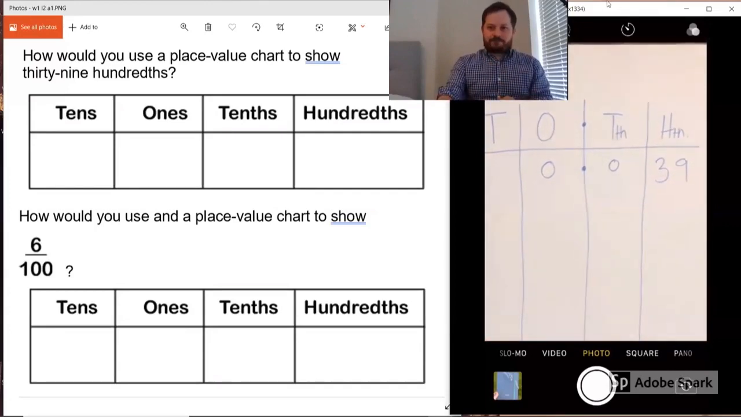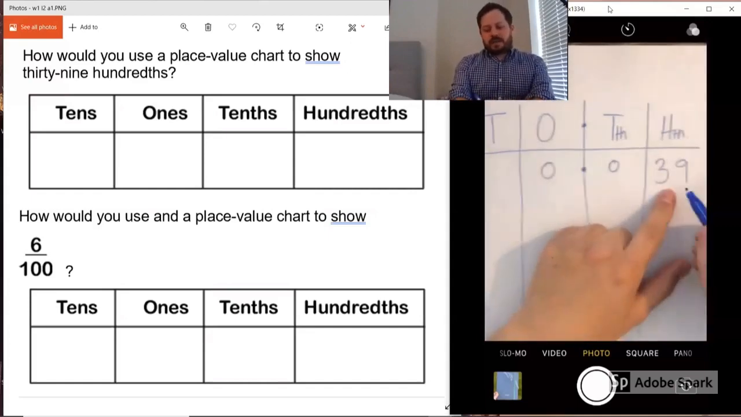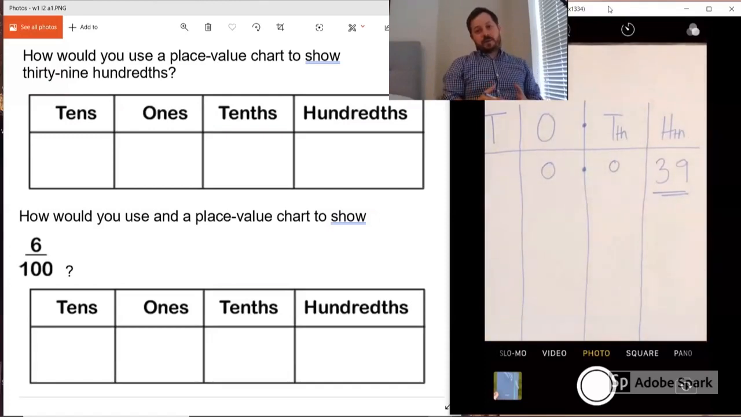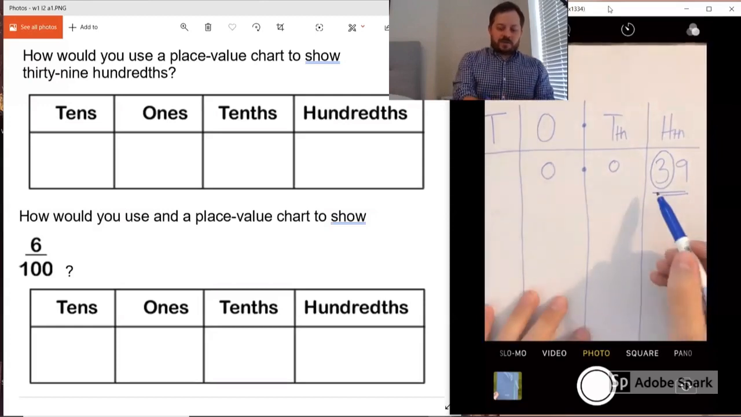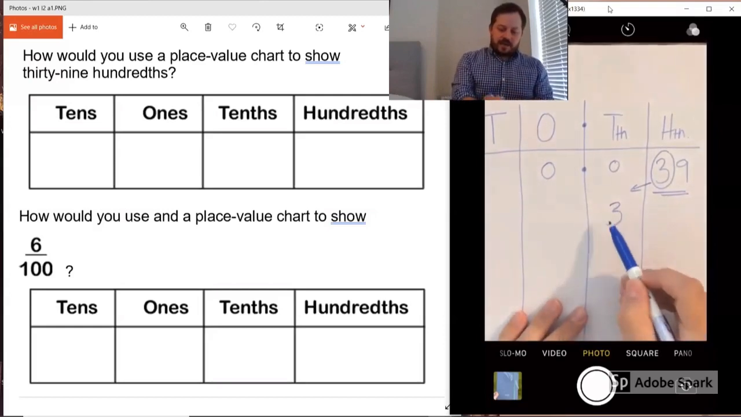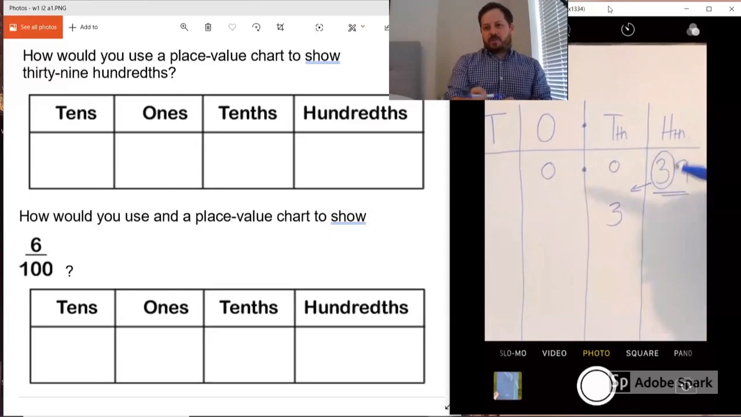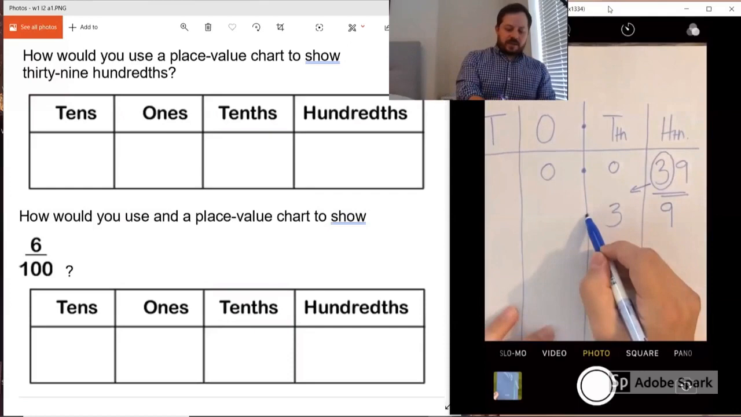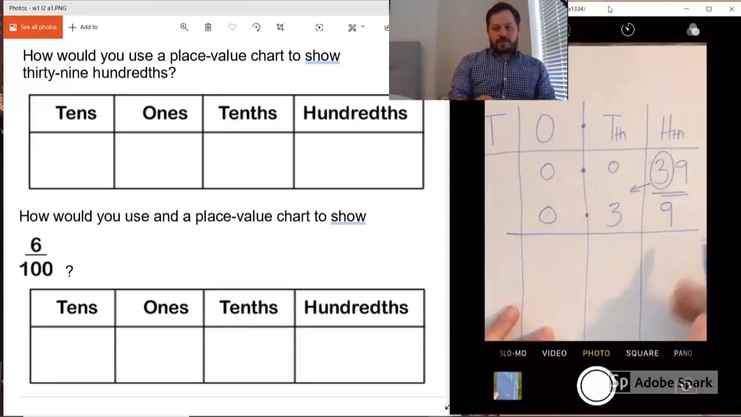Now, hopefully you haven't done that. Hopefully you haven't. Because what do we know about placing digits into a column? Our rule is that we can never have two digits in the same column. Now we know from all the work we've done so far that any digit we have over 10 actually moves into the next column over. So that 3 from the 39 actually moves into the tenths, because 30 hundredths is 3 tenths. So as it moves over, we leave the 9 where it is, put the decimal point in, and put our 0 in. So our actual answer is 0.39.